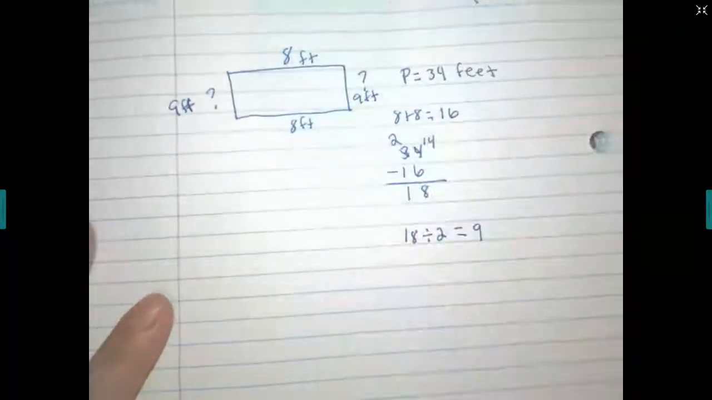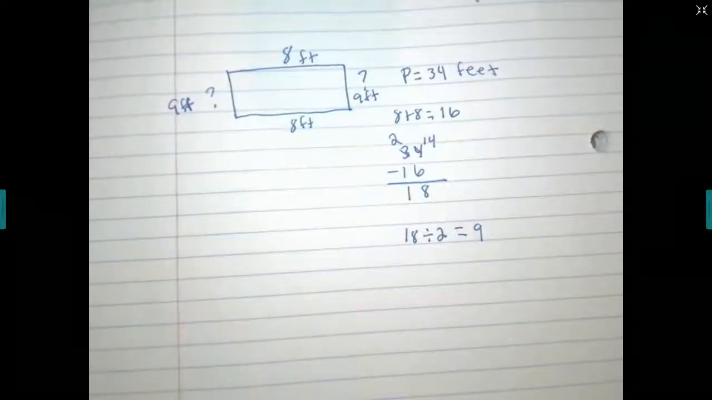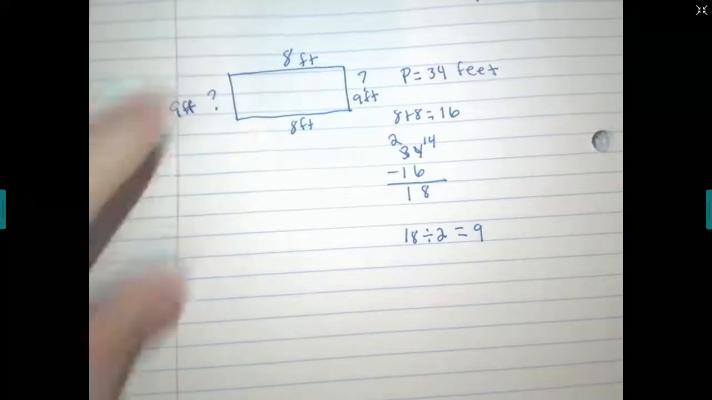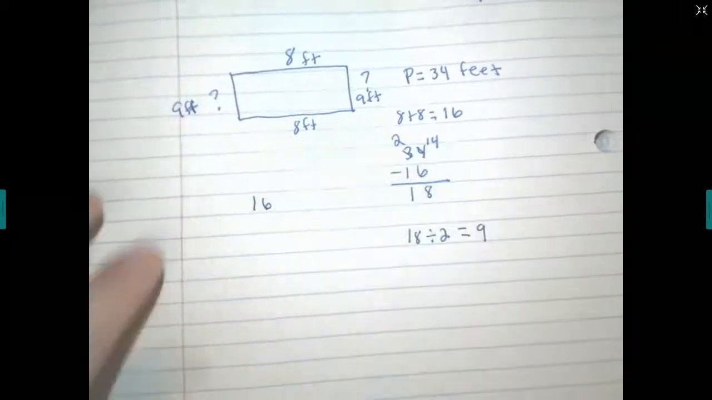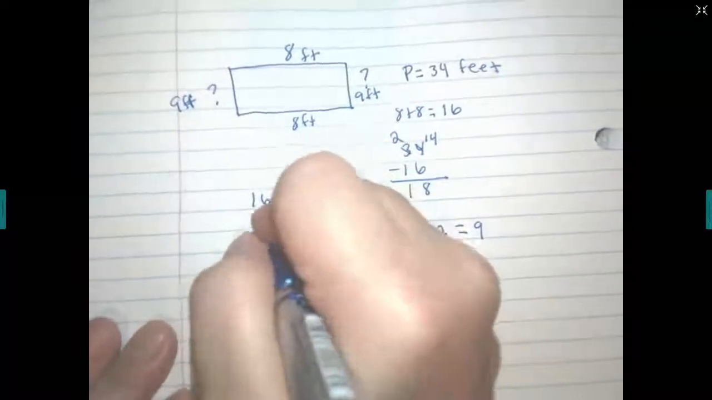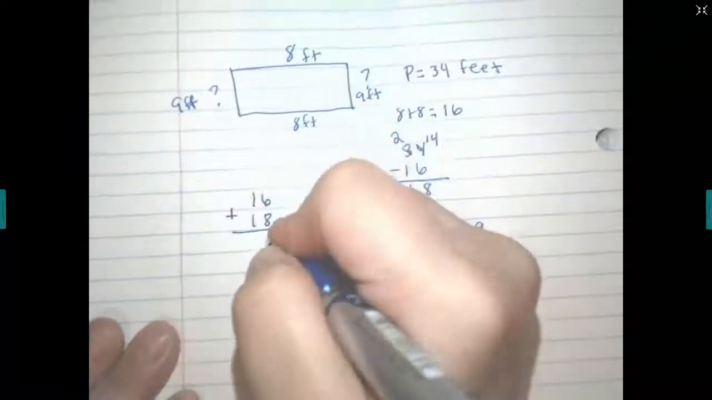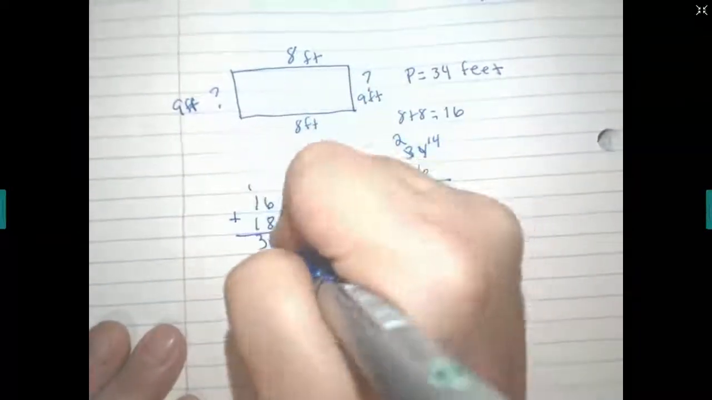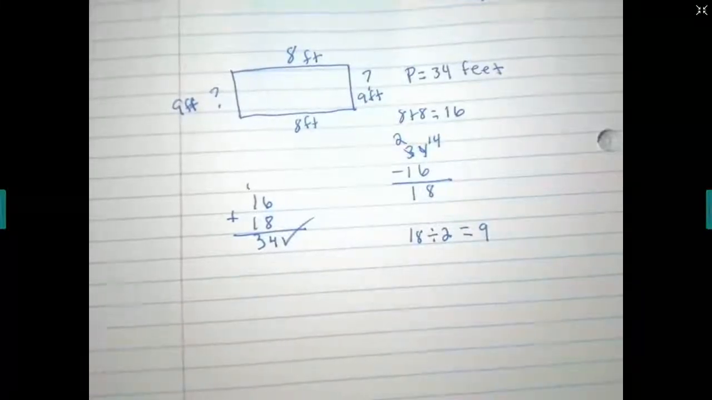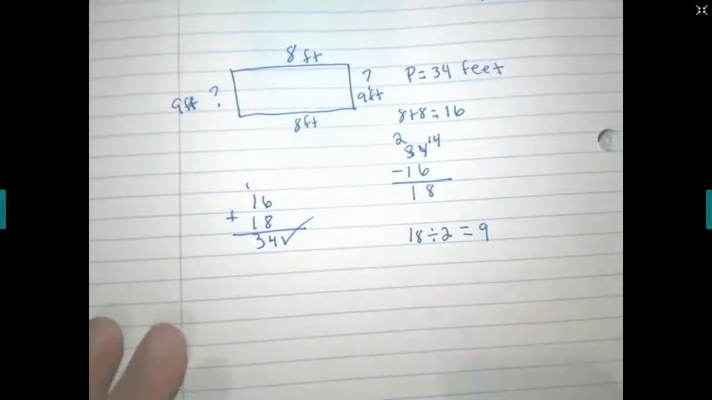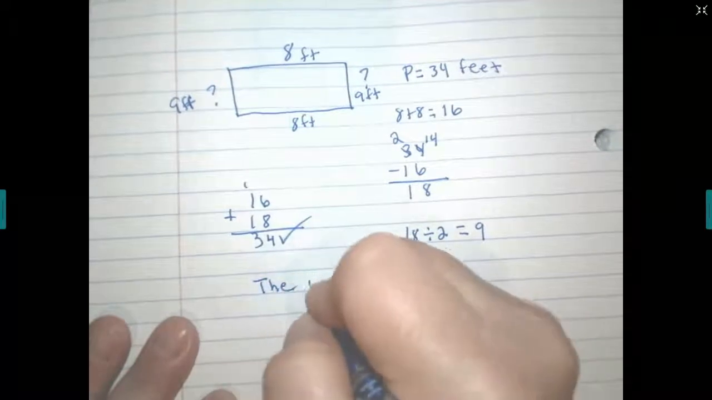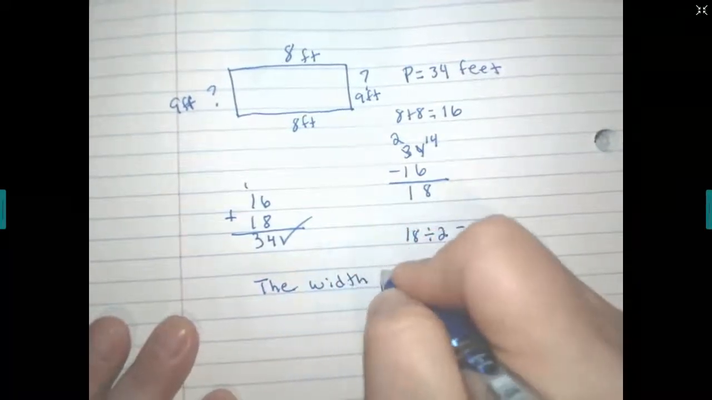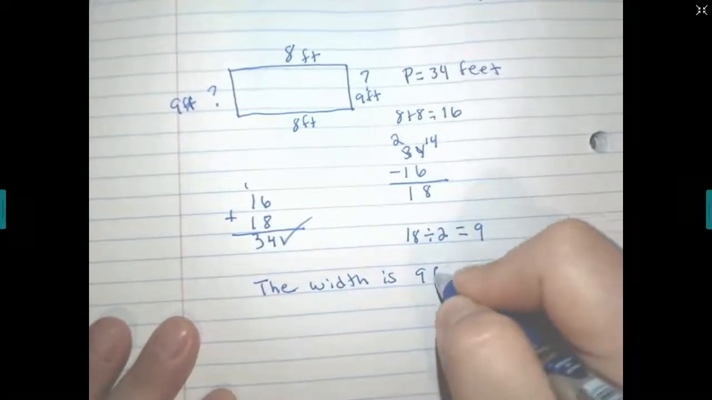All right, if you wanted to check that to make sure it equals 34, you would add 8 plus 8, which is 16, 9 plus 9, which is 18. Add those together. 4, carry your 1. Check, it does equal 34. So the answer is, what is the width? You would say the width is 9 feet.